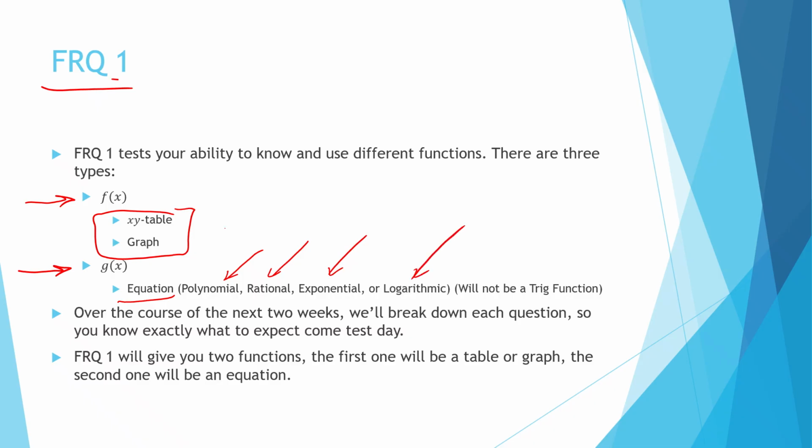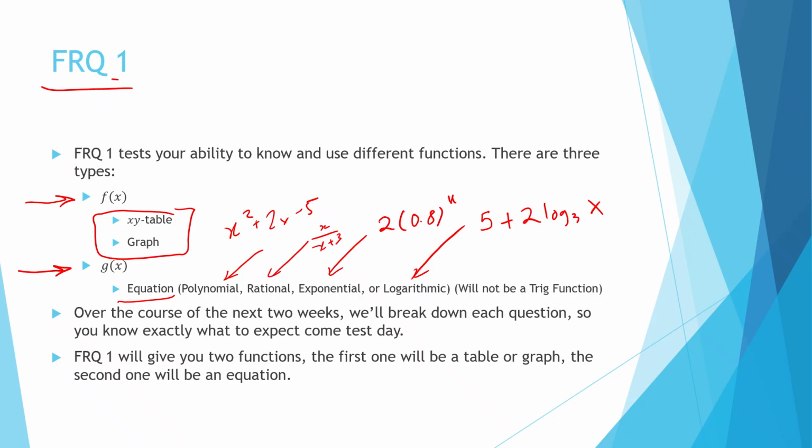So polynomial could be like x squared plus 2x minus 5. Rational could be x over x plus 3. Exponential could be 2 times 0.8 to the power of x. And then logarithmic could be 5 plus 2 log base 3 of x. All of these are examples of equations you could see. Now, over the course of the next 2 weeks, we'll break down each FRQ question one by one. We'll spend a day for each one. And then those 4 questions will consist of your semester summative.